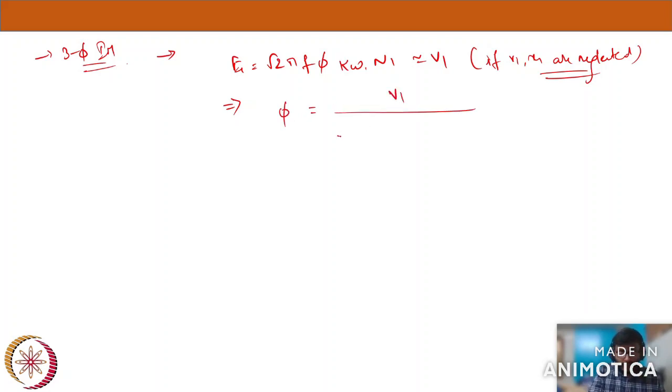V1 divided by root 2 pi f k w1 n1. So this is the formula of flux we get here. Now whether my secondary is open circuited, connected to some load, short circuited, or I have connected some impedance, I know the amount of flux it needs to set up to magnetize the core.